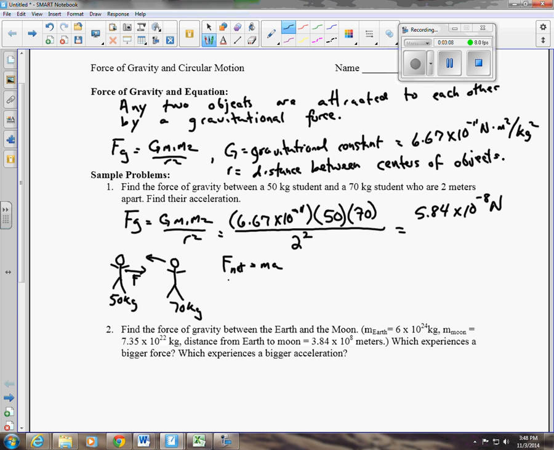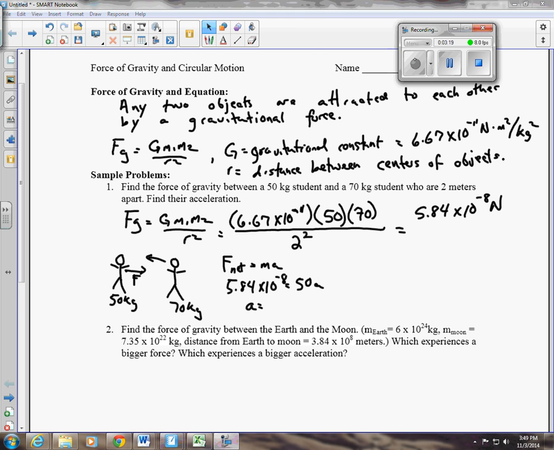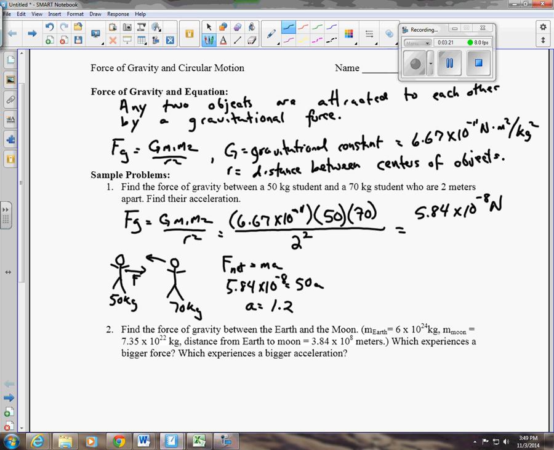Then to find their acceleration, I use net force equals m a. So 5.84 times 10 to the minus 8 is 50 a. So the acceleration for the 50-kilogram student would be about 1.2 times 10 to the minus 9 meters per second squared, which is a tiny little acceleration. That would be the acceleration, which is not something that you'd even measure.